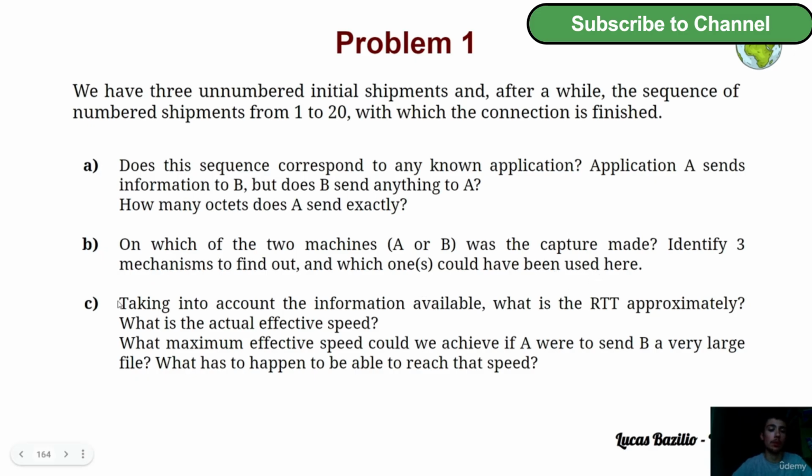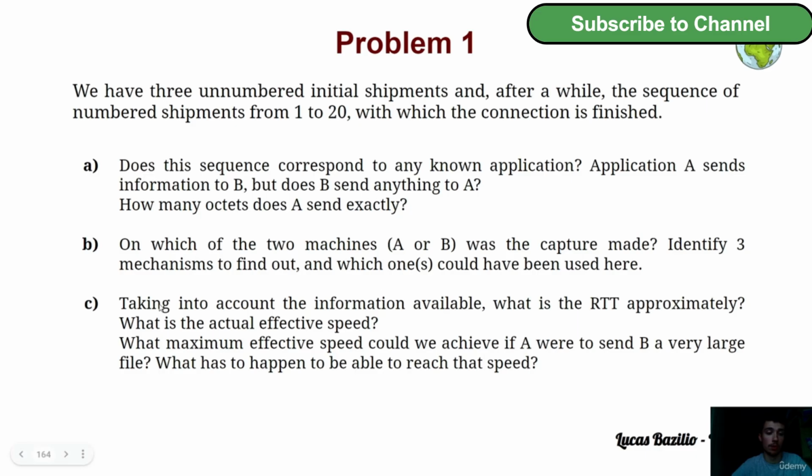Then we continue with the question C. Taking into account the information available, what is the estimated round trip time, which is this RTT? What is the actual effective speed? What maximum effective speed could we achieve if the application A were to send the application B a very large file? What has to happen to be able to reach that speed?